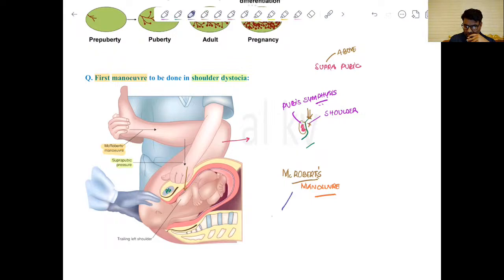So leg in flexion along with suprapubic pressure, and we give suprapubic pressure because we have to disengage the shoulder which is impacted behind the pubis symphysis. So this is shoulder dystocia, and please remember the McRoberts procedure. This is a basic question. It has been repeated a few times as well.